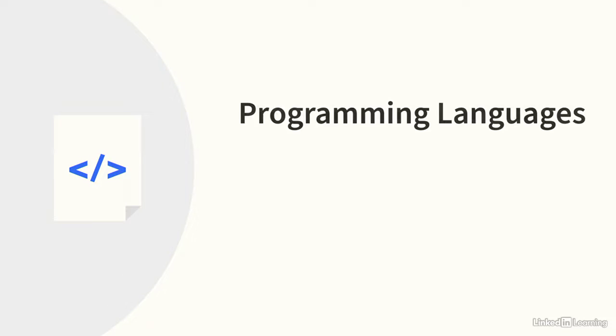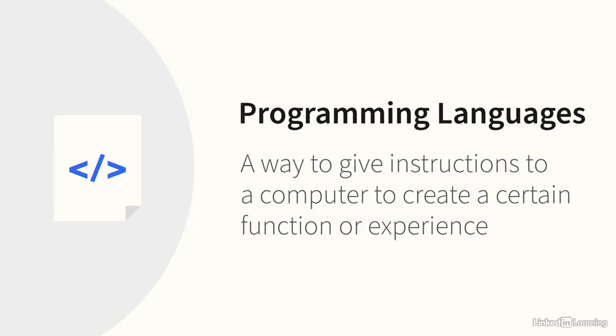A programming language is simply a way to give instructions to any kind of computer, including a phone, so that it accomplishes a certain function or provides a certain experience to someone using the device. A complete set of instructions is what we call an application, or app, or program. You'll also hear the set of instructions referred to as the code. Code just means the instructions that are written in the actual computer language.